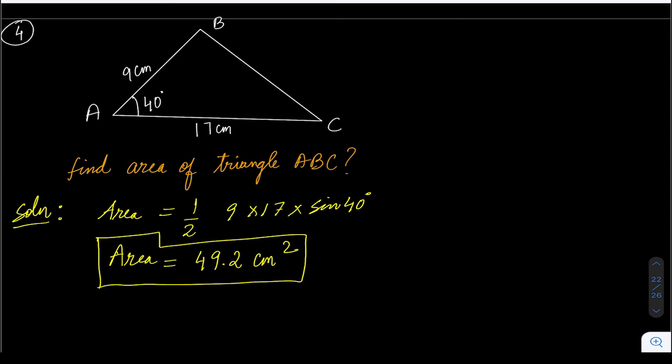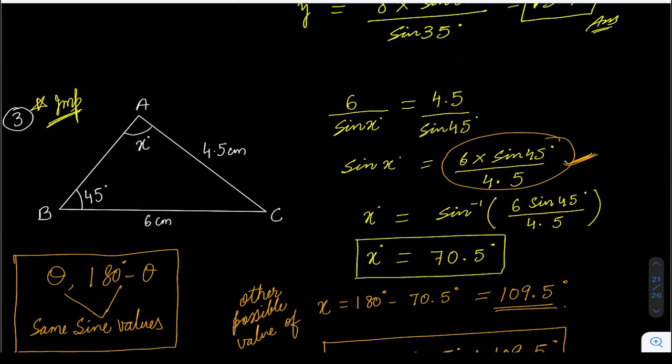So we no longer have to find area using only half base times height, because most of the time the height will not be given. Okay, I hope you understand this.